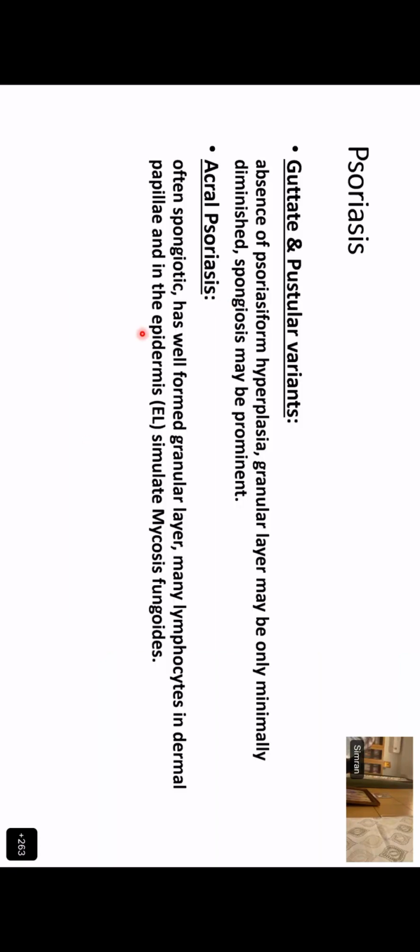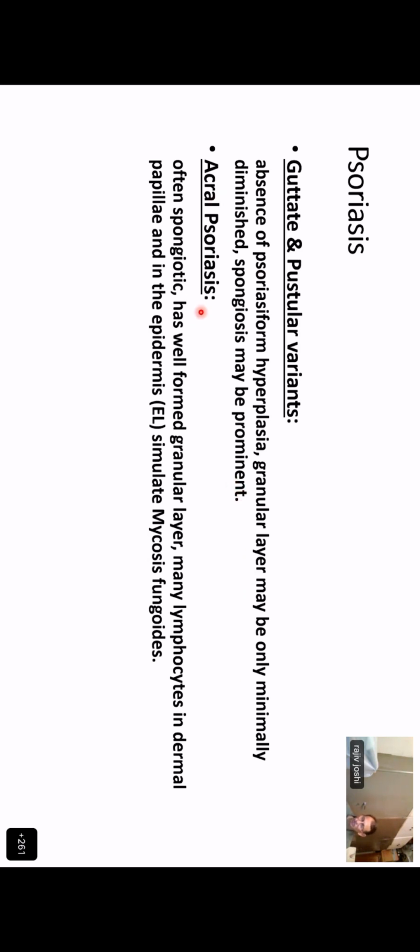So you can get variants of psoriasis. What we described just now was for classical chronic plaque psoriasis. But psoriasis has many clinical variants. You can get the guttate and pustular variants. Guttate is a scatter of small lesions, usually follows streptococcal throat infection. And here, because it happens very rapidly, there will be an absence of psoriasiform hyperplasia. The granular layer may be only minimally diminished and spongiosis may be present.